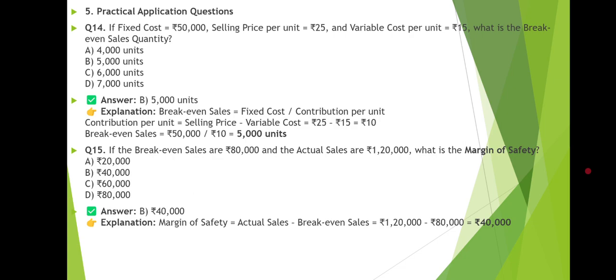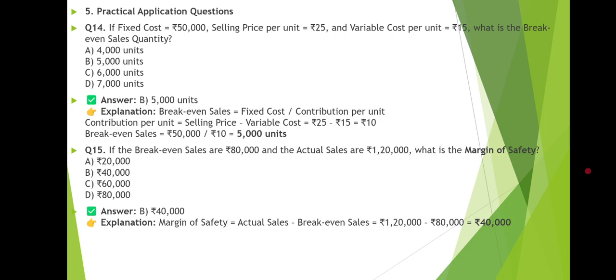Break even sales is equal to fixed cost divided by contribution. So you can just put the values here. First of all, you have to calculate the contribution. Contribution is selling price minus variable cost. We have selling price equal to 25 and variable cost price is 15, so we get 10 contribution. By using this formula, break even sales, 50,000 is the fixed cost and 10 is the contribution. So we get 5,000 units.